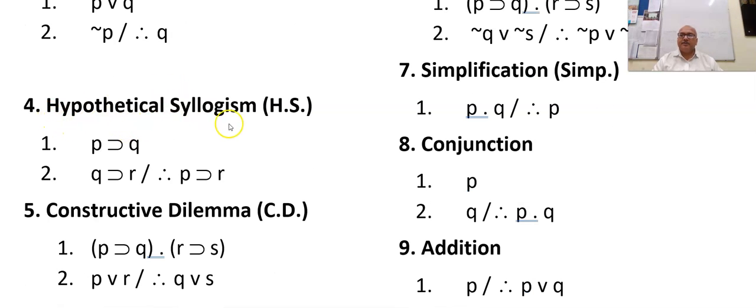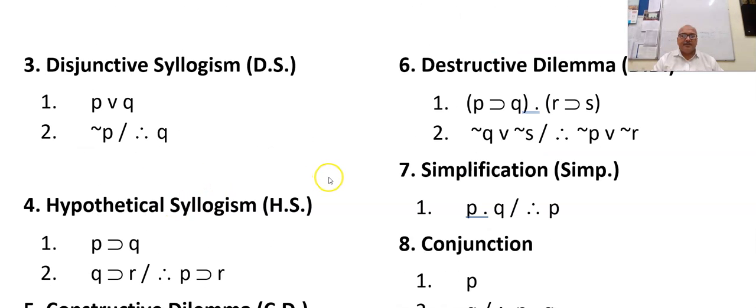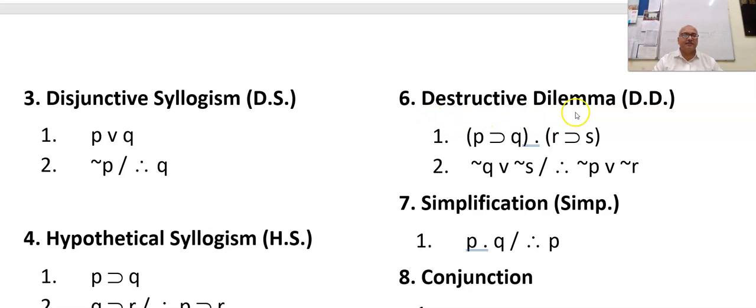Then we have seen hypothetical syllogism, which is also a rule. If P implies Q and also Q implies R, then we can say that P implies R. Now consider this particular rule of inference, constructive dilemma. If we have P implies Q and R implies S, and we say that P wedge R, the antecedents of both the conjuncts. The conjuncts are conditional statements. So if we assert in the second line the disjunction between their antecedents, then we can derive a disjunction between their consequents. Then we have seen a rule called destructive dilemma.